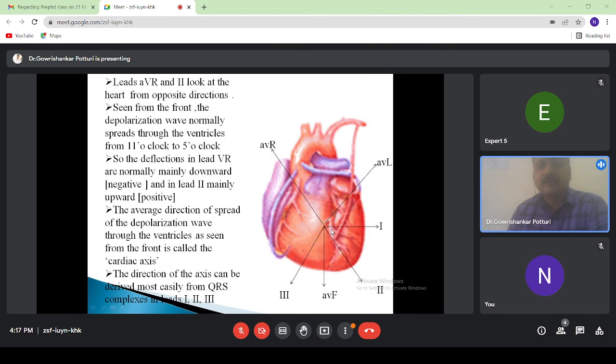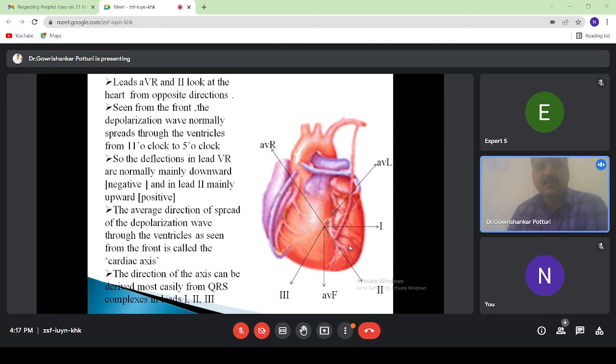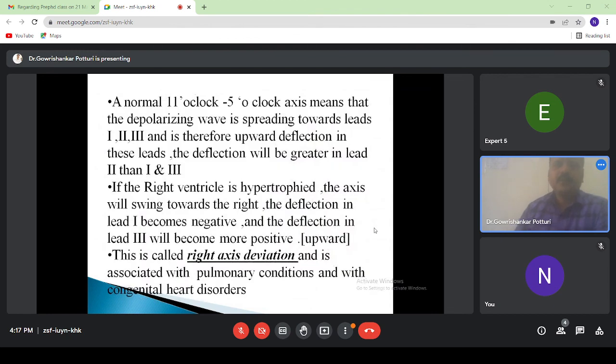The average direction of spread of the depolarization wave through the ventricles, as seen from the front, is called the cardiac axis. The direction of the axis can be derived most easily from the QRS complex in leads 1, 2, and 3. A normal 11 o'clock to 5 o'clock axis means that the depolarizing wave is spreading towards leads 1, 2, and 3, and is therefore an upward deflection in these leads. The deflection will be greater in lead 2 than in leads 1 and 3.